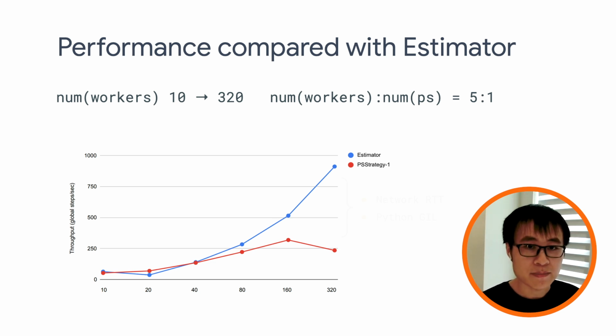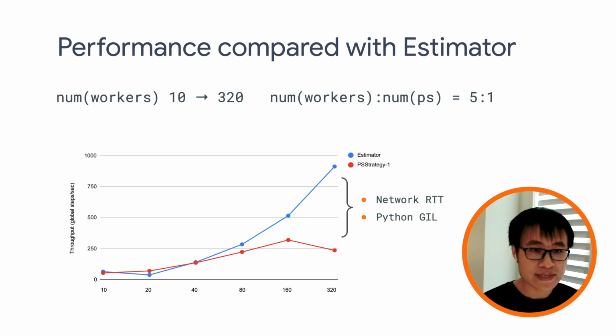So we first look at the plot with only two series of numbers measured from running the estimator and the vanilla PS strategy. We can see that with this vanilla PS strategy deployment, it does not perform as well as the estimator after the cluster scales to more than 80 workers, and the performance gap further increases with larger cluster sizes. This is mainly due to two reasons.